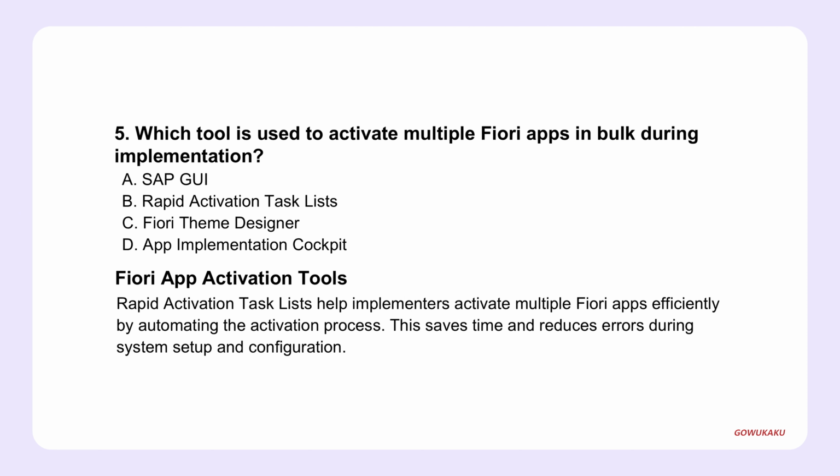Okay. But what if you're dealing with a huge number of Fiori apps, say hundreds that need activating? That sounds like it could take forever doing them one by one. Is there a way to automate that, like a bulk activation? Yes, thankfully. For that exact scenario, you turn to something called rapid activation task lists. These are incredibly valuable, especially for the implementation teams. They're designed precisely to activate multiple Fiori apps quickly and efficiently during the system setup. How? By automating many of the required steps and configurations in bulk.